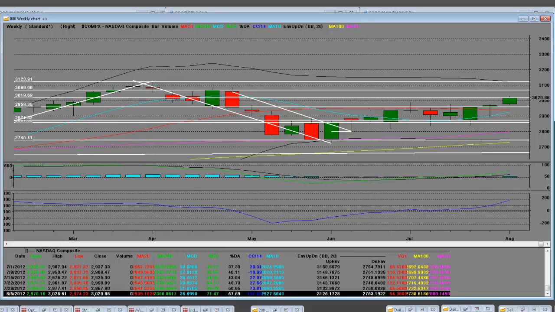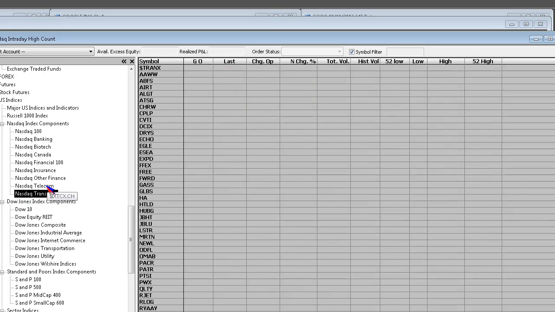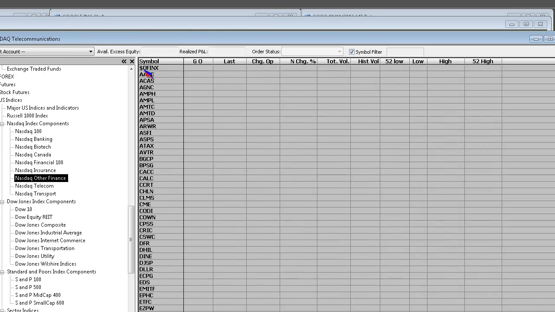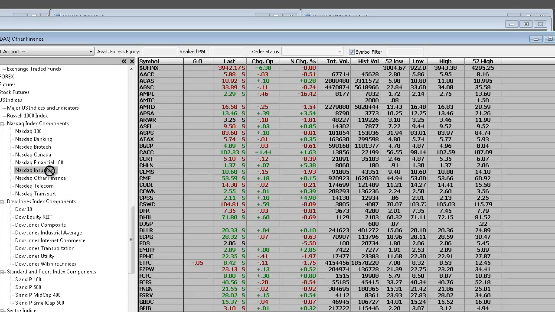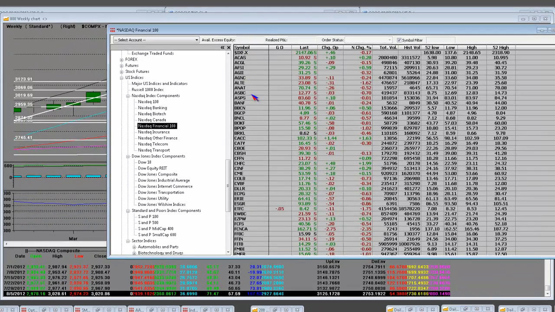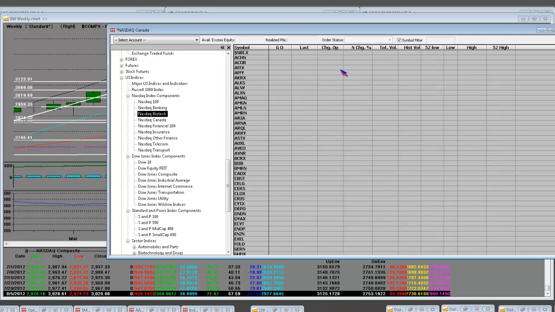One of the things that we would like to cover in the Nasdaq Composite is you've got Nasdaq 100 banking. These are what make up the Nasdaq Composite. These are all their transports. You've got your telecom. You've got your other finance. But they're all part of the whole thing. Here's your insurance. Here's Nasdaq 100 financials. All the bank stocks in there. Nasdaq Canada. Okay. Nasdaq Biotech, Nasdaq Banking.